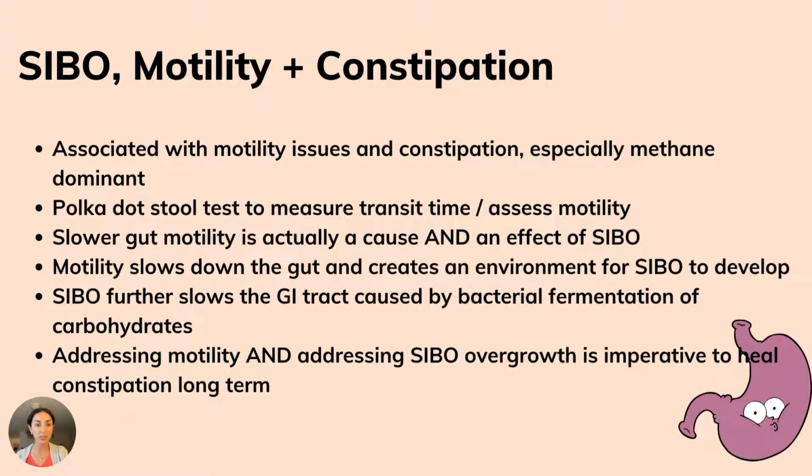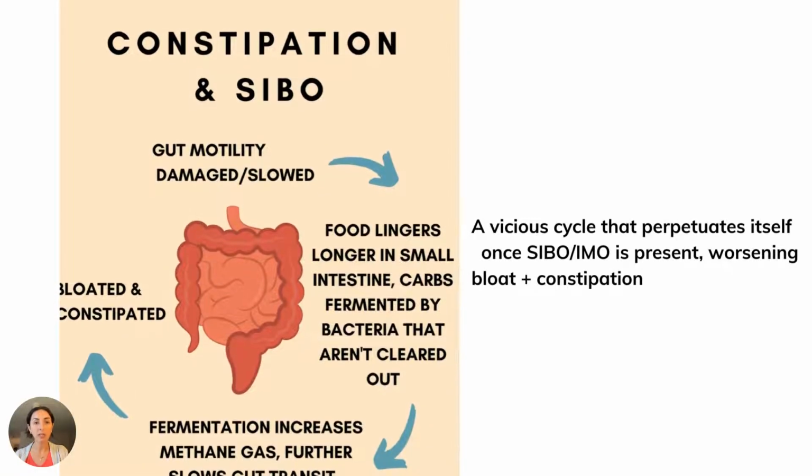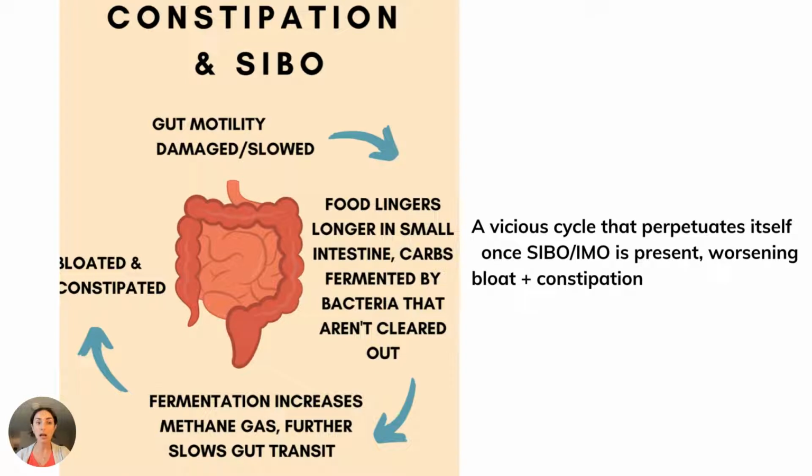So we get that negative cycle of basically, I'll show you here on this next slide, how our gut motility is slowed by a factor that we've talked about, whether gastroenteritis, hypothyroidism. We'll uncover that together as to why that happened. But then that causes the food to linger in the small intestine. Carbs then get fermented by bacteria that are not cleared out. Then that fermentation further increases methane gas, which then further slows the gut motility, and you get bloating and constipation. And this cycle just continues on and on until that SIBO is addressed and the root cause of why the bacteria and the food particles slowed down is addressed.